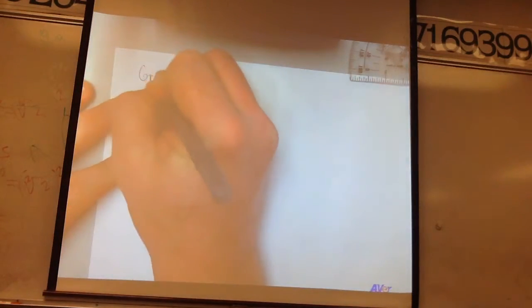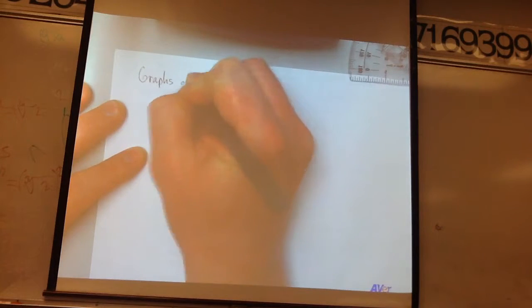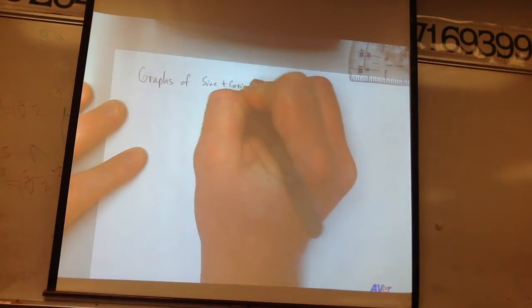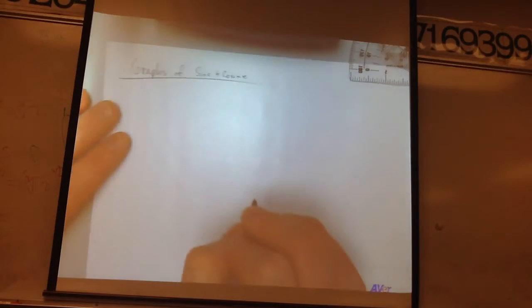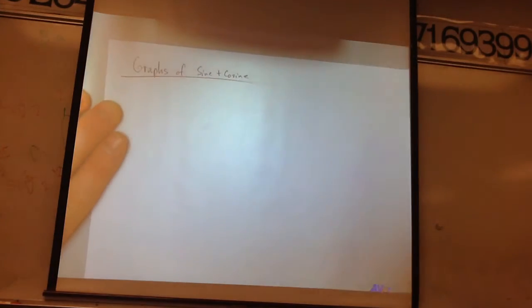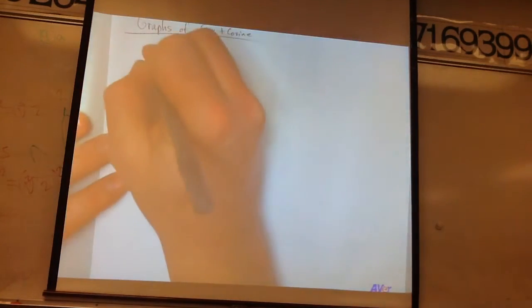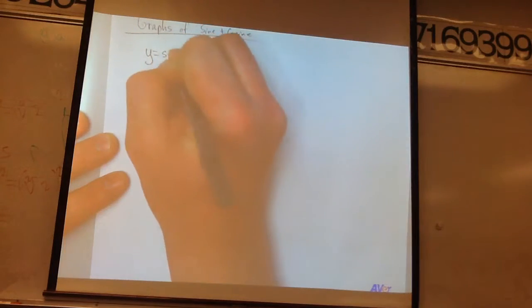So graphs. Very muy fácil. Let's just start it off by graphing y equals the sine of x.